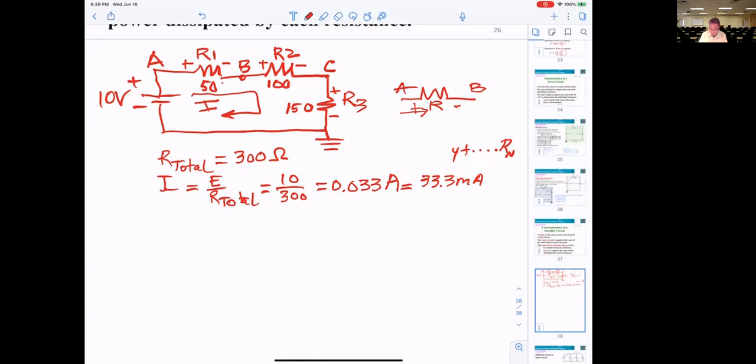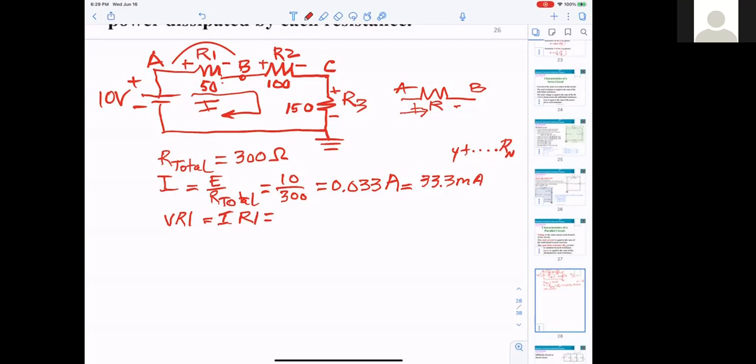Now, if I say I want to calculate the VR1, VR1 means you measure across the R1. Okay? VR1 means the voltage across here. It is I times R1. That means Ohm's law, right? I times R. However, what I and what R? That's the key point.